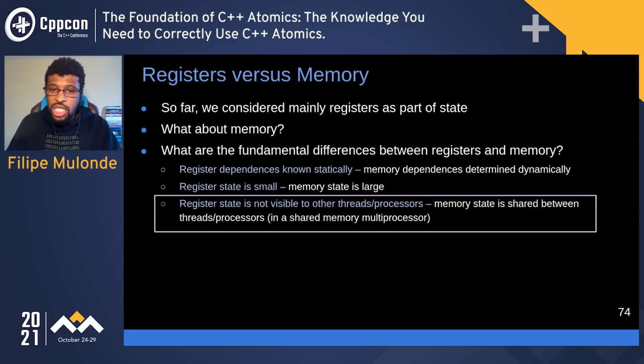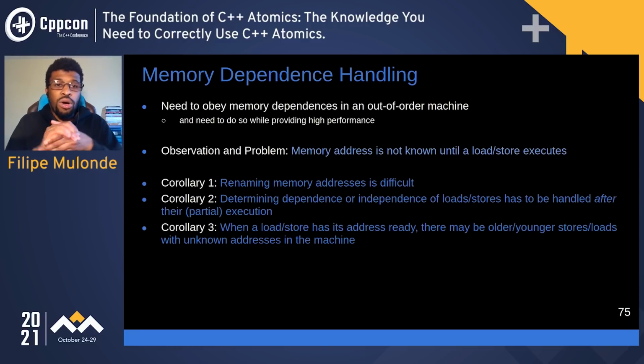Here is really the focus of the talk, because we are going to see how the store queue or the reorder buffer affects the visibility of store operations and consequently how it affects the TSO memory model. So we need to obey memory dependencies in an out-of-order machine, and we need to do so while providing high performance. The observation and the problem is that memory address is not known until a load or a store executes.